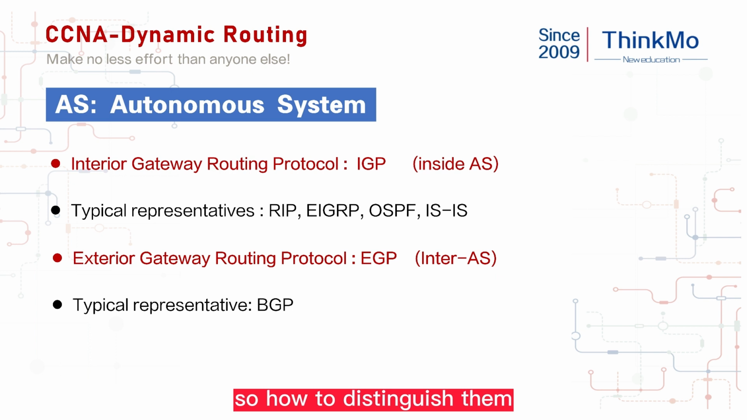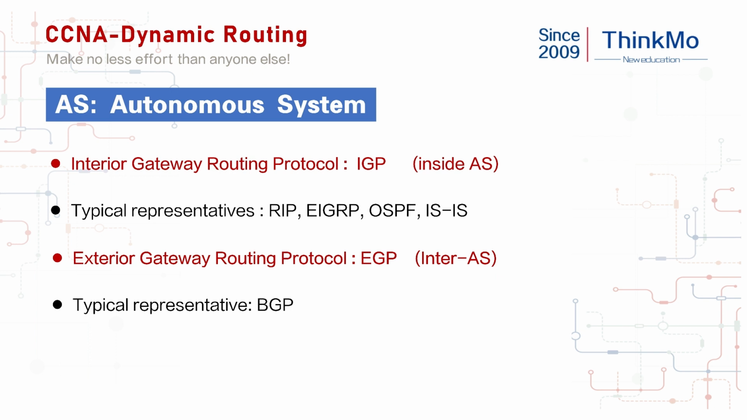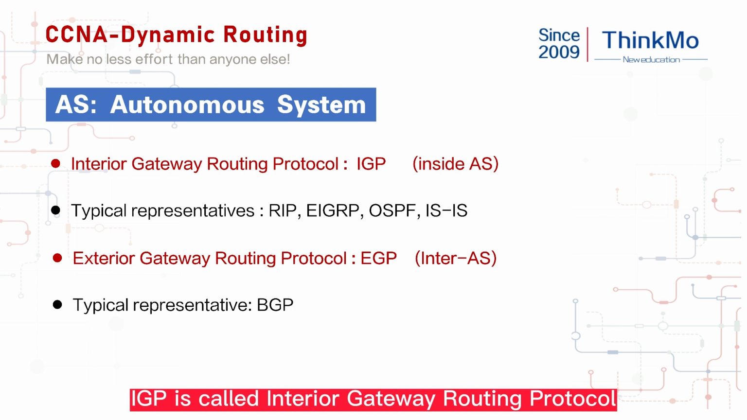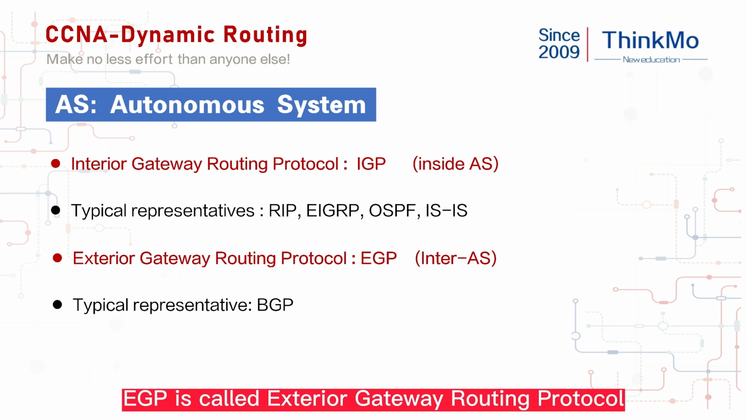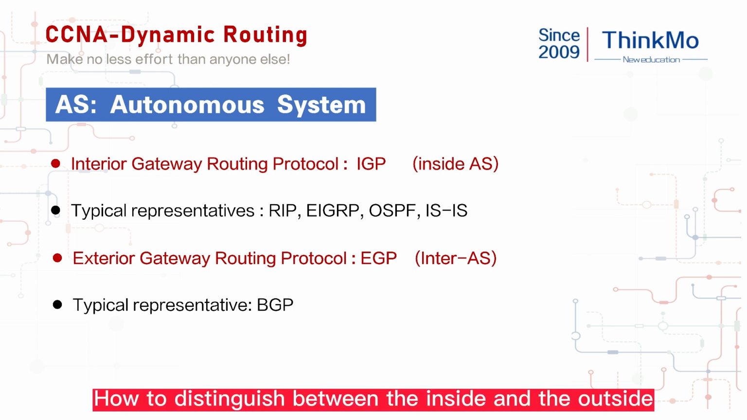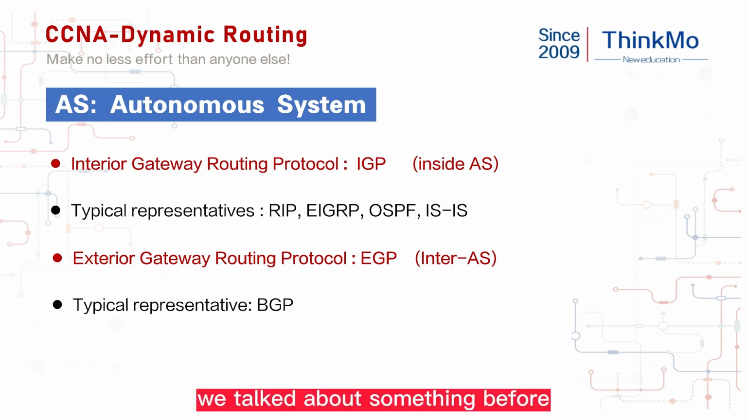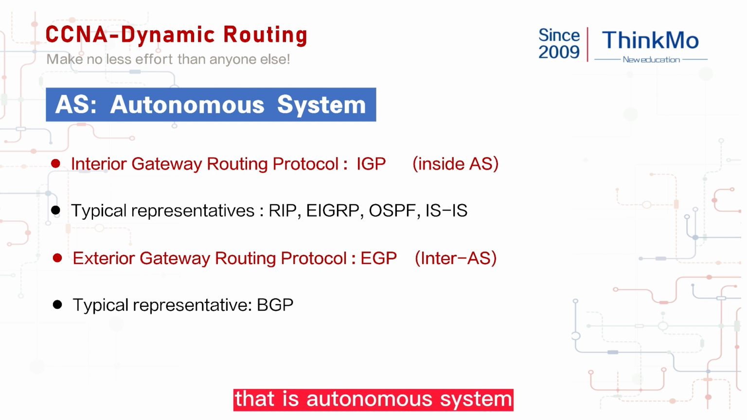So how to distinguish them? This LAN and WAN are too abstract. IGP is called Interior Gateway Routing Protocol. EGP is called Exterior Gateway Routing Protocol. How to distinguish between the inside and the outside? We talked about something before. AS. That is autonomous system.